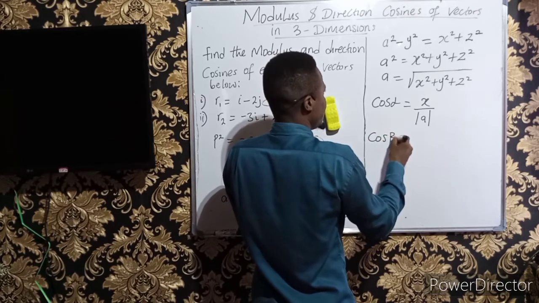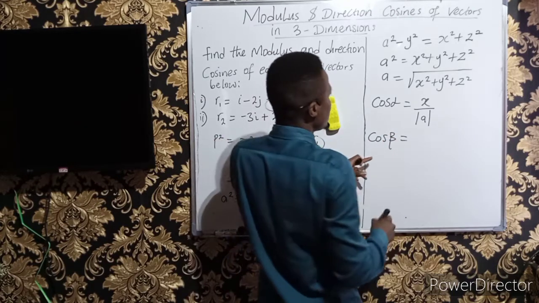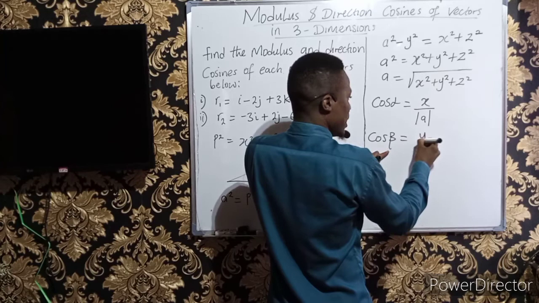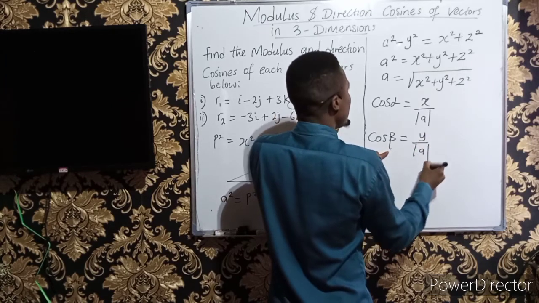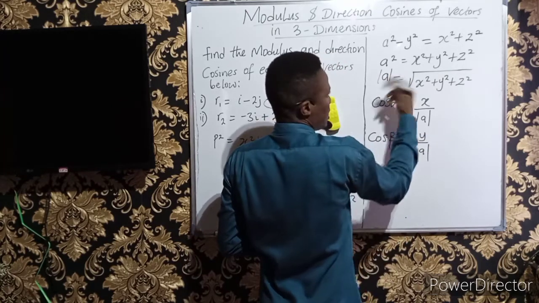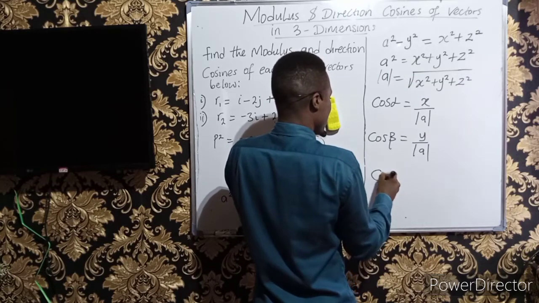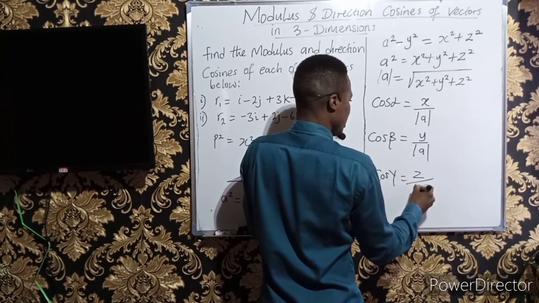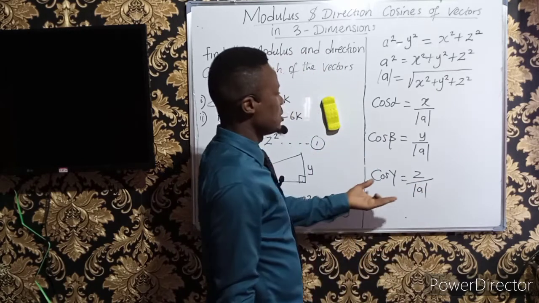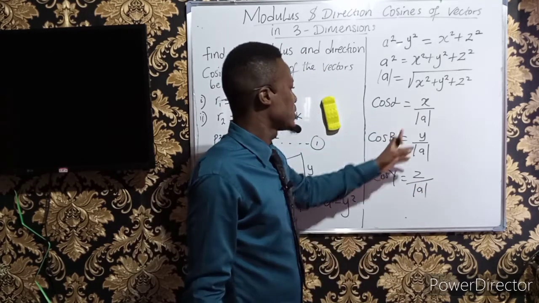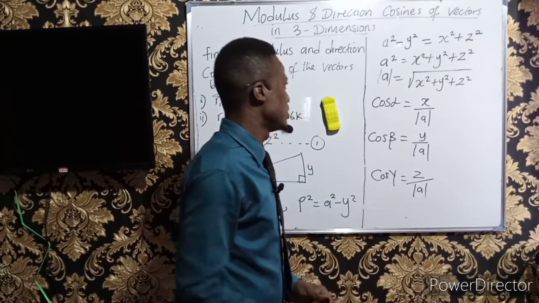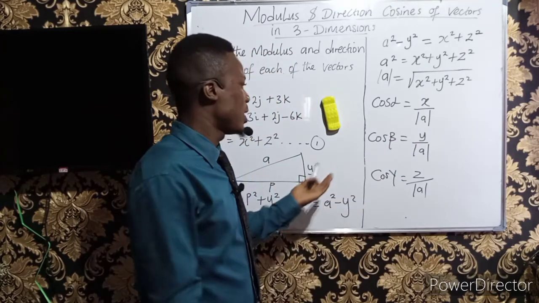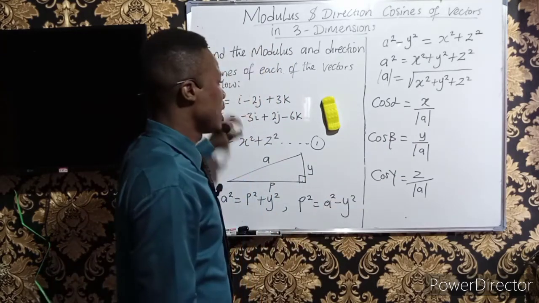Now, cos beta will give us y over the same modulus of A. Remember, this is the modulus I'm talking about. Now, cos gamma will give me z over modulus of the same A. So this is just the direction cosines: alpha is x, beta is y, and gamma is just z. So from this little thing we've learned, let us use it to solve the questions at hand.